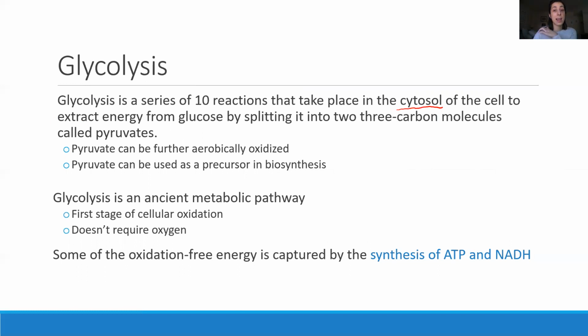So, again, glycolysis happens in the cytosol of the cell. Remember, that's kind of the outer component of the cell. There's no other specific organelle that is compartmentalizing glycolysis except for the cell itself. And again, the point is to extract energy from glucose. And we're going to do this by splitting glucose into two 3-carbon molecules called pyruvate. Glucose is a 6-carbon molecule, and it's going to be split into 2 pyruvates at the very, very end.